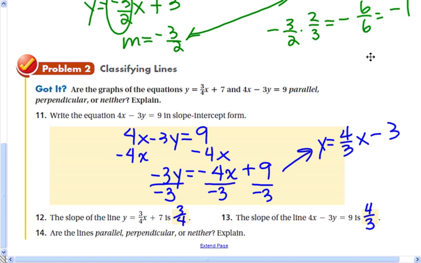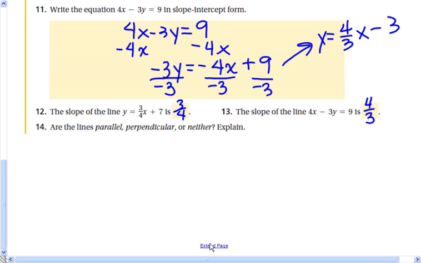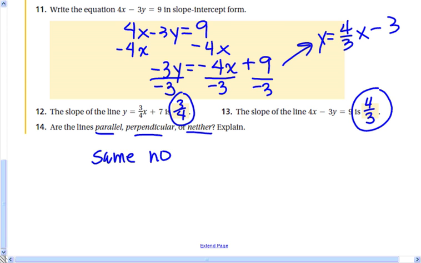So we worked it out, put it in slope-intercept form. You can see my work here. Now, one of them has a slope of 3/4, the other is 4/3. Are the lines parallel, perpendicular, or neither? So, are the slopes the same? No. 4/3 is not the same as 3/4. Are they opposite reciprocals? They are reciprocals, but they're not opposite reciprocals. So our answer is neither.